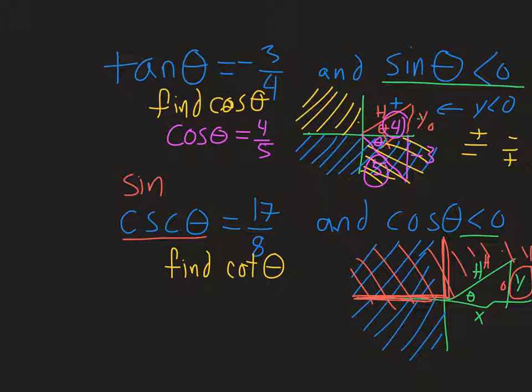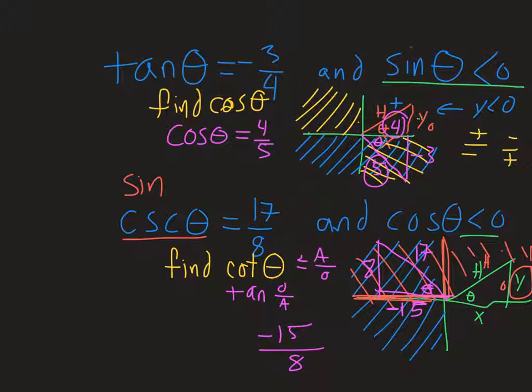That means that my angle, I can do this in this purple color again, 17/8 would be hypotenuse over opposite. So there's my 17, here's my 8. Using the Pythagorean theorem, that x value is going to be 15. In fact, going in this direction, x is going to be negative 15. Cotangent, we know that is the reciprocal of tangent. So if tangent is opposite over adjacent, cotangent would be adjacent over opposite. Based on this quadrant, we're looking at negative 15 for adjacent and 8 for the opposite.